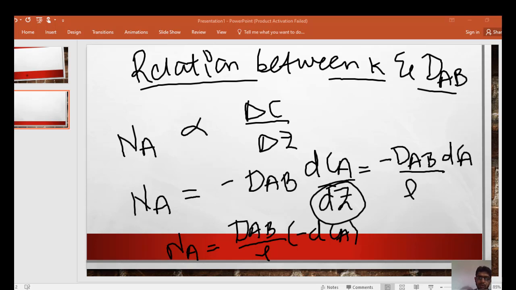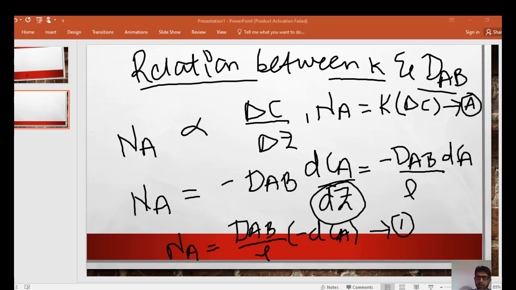Suppose this was equation 1, and we know that molar flux is nothing but K into change in concentration. So suppose this is equation A and this is equation 1. From equation A and equation 1, by comparing the two equations, we will get that the mass transfer coefficient is equal to DAB divided by L.